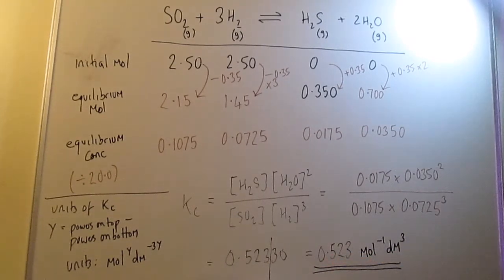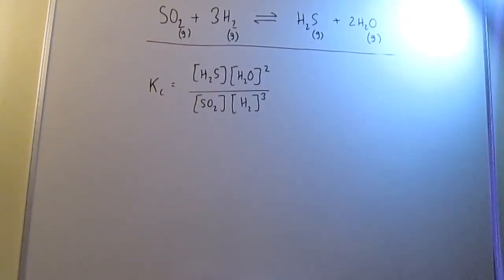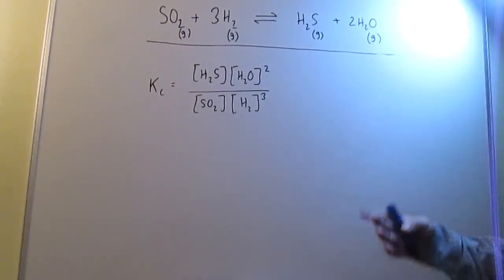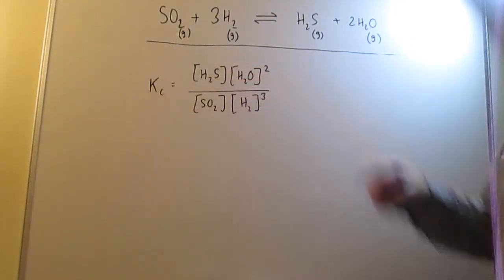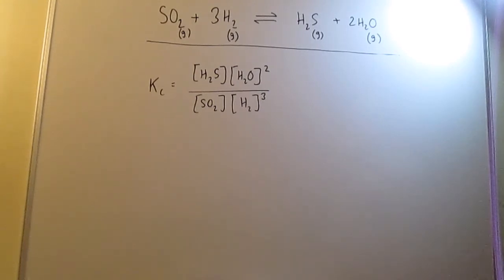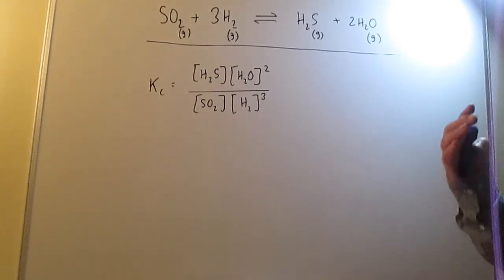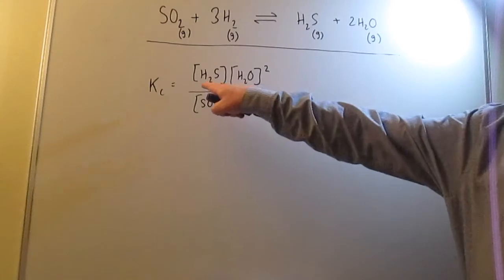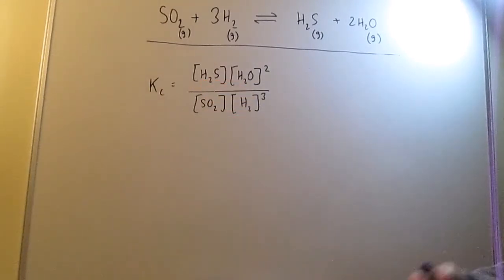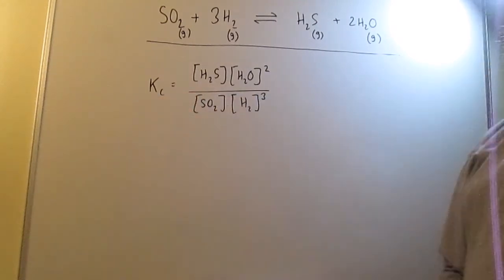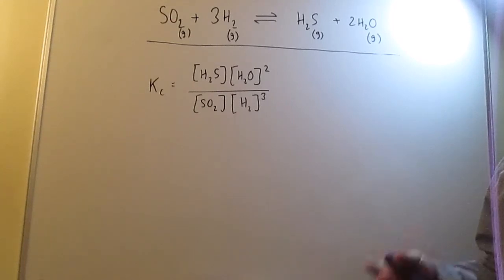And that's the answer. Part C asks us, what happens if extra steam gets injected into the volcanic gas? In other words, if the concentration of H2O changes. And it asks us to explain what happens specifically on the relative amount of H2S and SO2, and it asks us to explain it in terms of Kc. Now when it says in terms of Kc, that means you can't use Le Chatelier's principle. Okay?